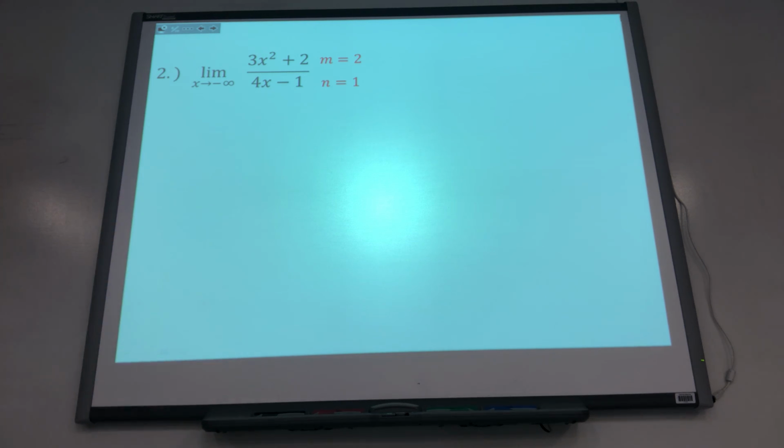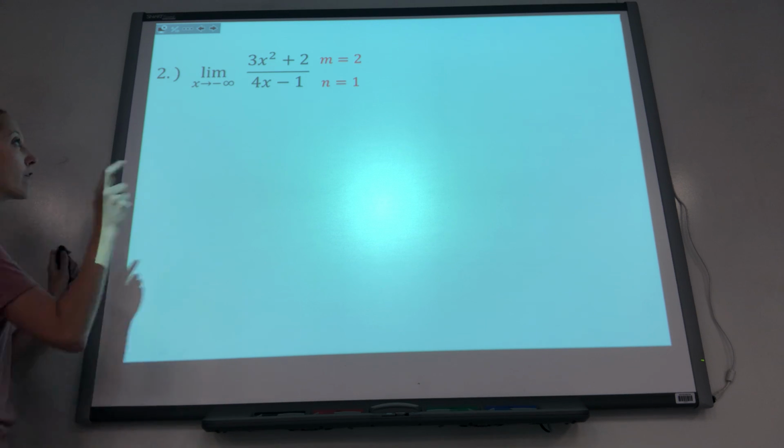Now we need to go back and think about our cases here. This was the second case that you wrote down. When m is greater than n, your answer is either going to be infinity or negative infinity. Well, to figure out which one it is, you wrote down on the side that you have to plug in either a very big number or a very small number. Let's talk about that part first.